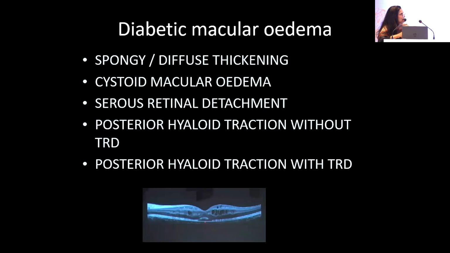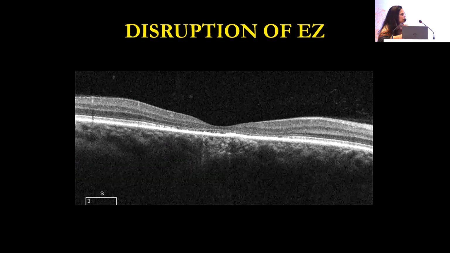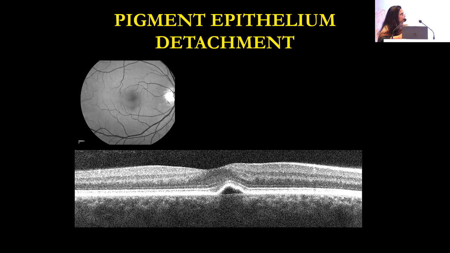Diabetic macular edema can have the spongy pattern, a cystoid pattern, a serous detachment like this. And most important, when you're assessing a patient of diabetic macular edema, see the vitreoretinal interface, whether there's any taut posterior hyaloid and epiretinal membrane over there or not. Now, the ellipsoid zone, as I mentioned, should be continuous throughout, and this has a direct correlation with the visual acuity. Here you see there is disruption of the ellipsoid zone. The external limiting membrane is intact, but the ellipsoid zone is not, and this patient would not have a good visual acuity.